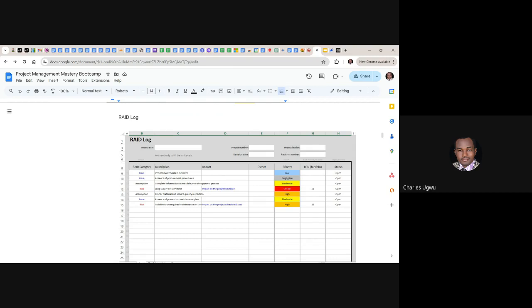Assumptions are things that you assume are going to happen in the project. It doesn't mean that it must happen, but it's assumed that these things will happen, and you should make provision for that. An issue here is a risk that has already happened. And dependencies here are activities that depend on other activities, or deliverables that need to wait for another deliverable to finish before they can start.